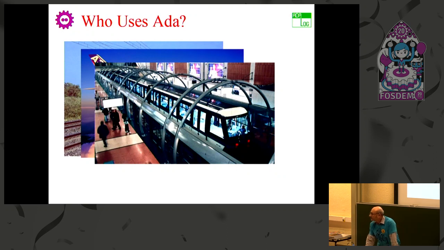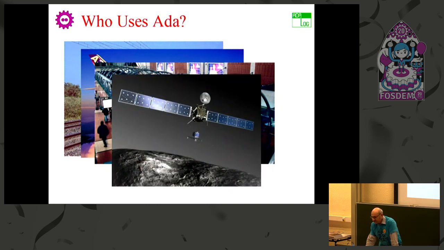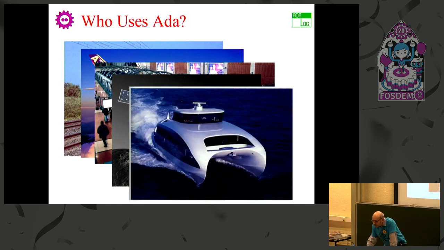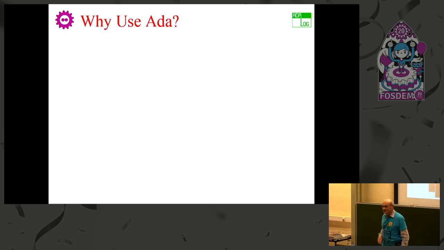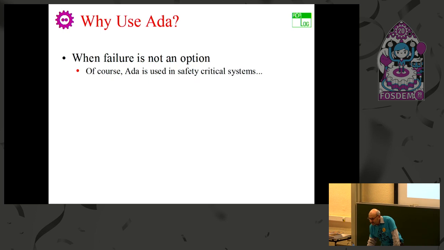The automated metro line in Paris worked so well that it has been sold to the Americans. It's also the system in the automated subway of New York. This was the Rosetta probe that explored a comet. It worked for 10 years, then woke up and successfully achieved its mission. This is a brand new luxury yacht that has been entirely written in Ada, and so on.